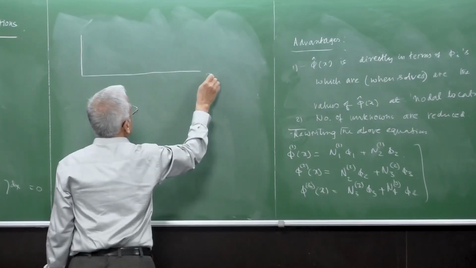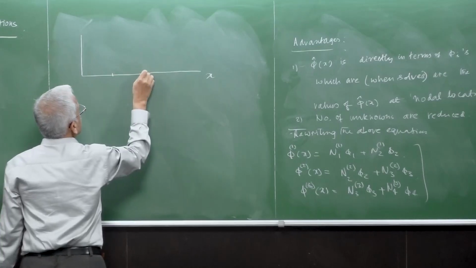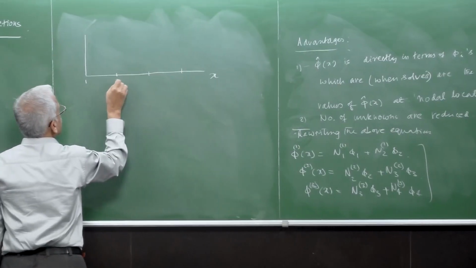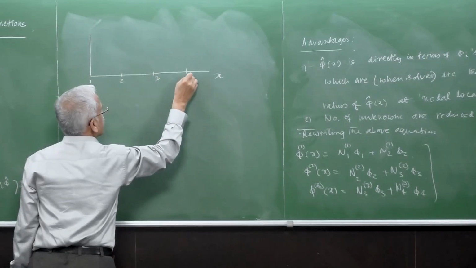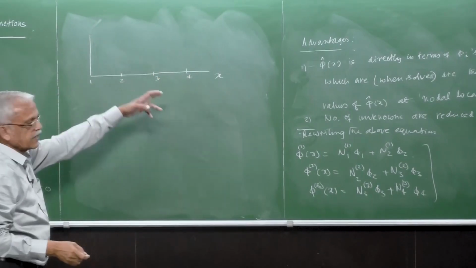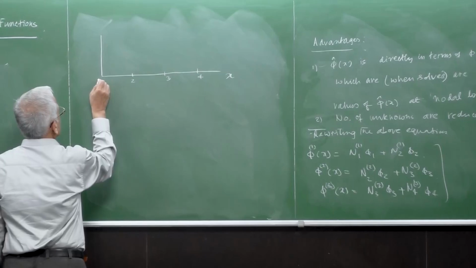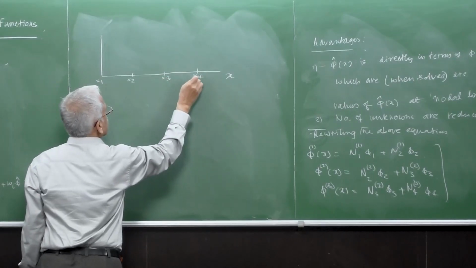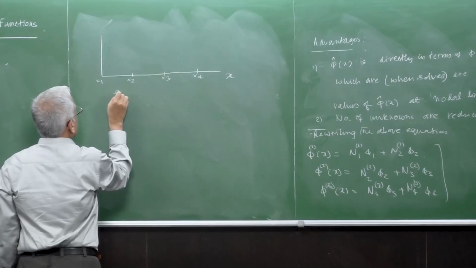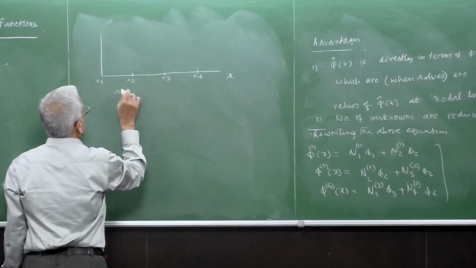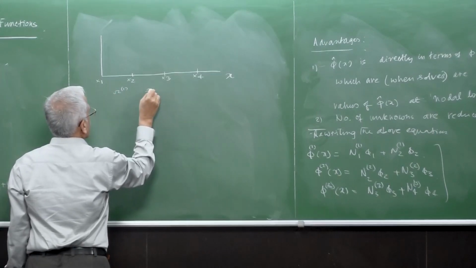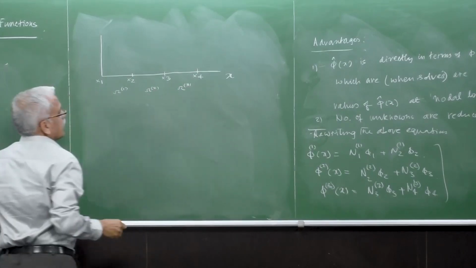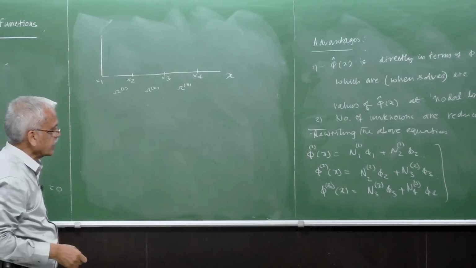We have nodes 1, 2, 3, 4, which you can write as x1, x2, x3, x4. Okay, so this is omega 1, omega 2, and omega 3. All right, so what is this N1?